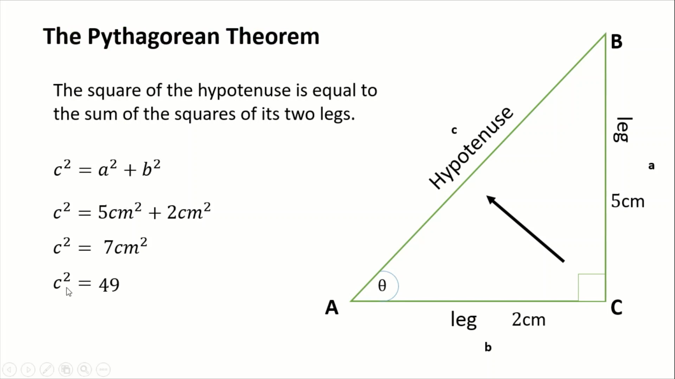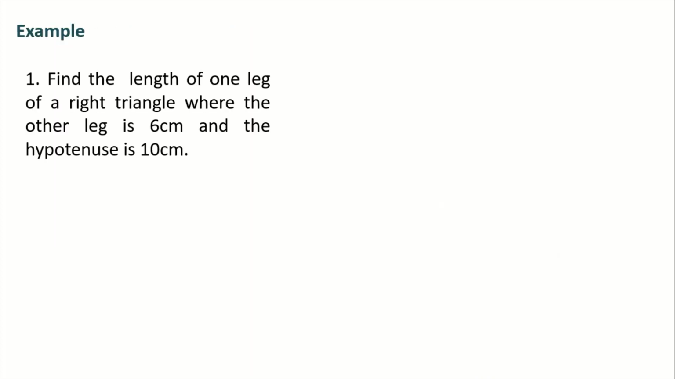Since naka-square pa ito, so we're going to square both sides, alright? So, square root of C squared is C, and square root of 49 is 7. So, therefore, the measure for our hypotenuse is 7 centimeter. Okay? So, we have here another example.